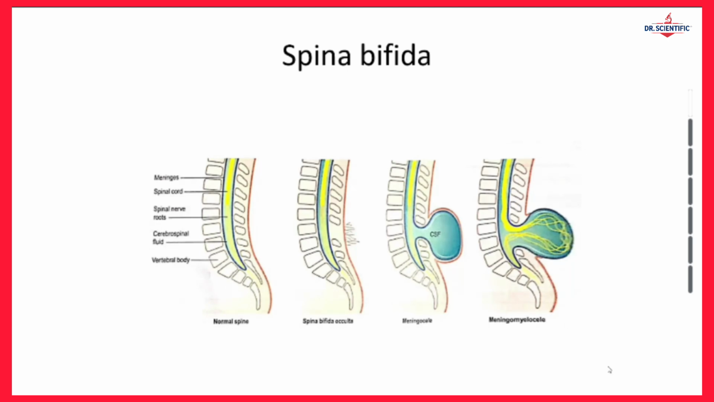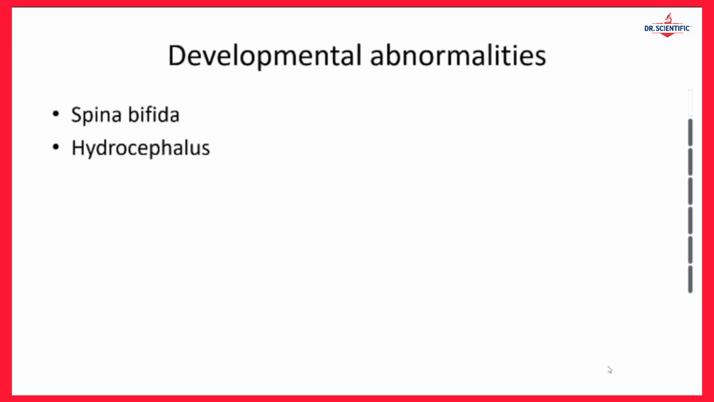Of course, if the neural tube doesn't close towards the head region, you end up with what we call anencephaly. You can have absence of the brain because the brain did not form, because this neuropore did not close during development.